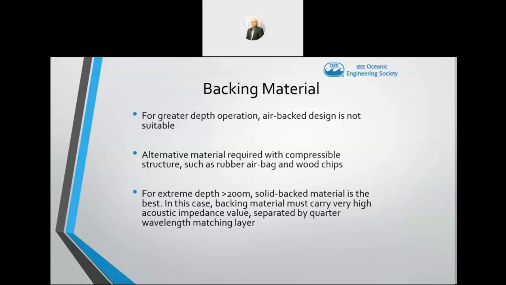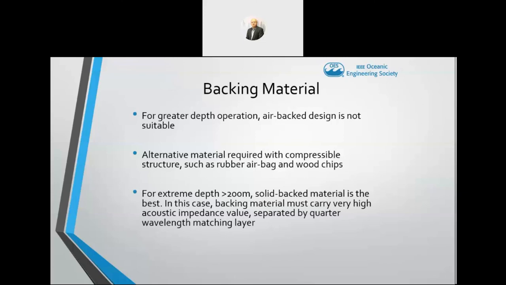Normally, we use a soft material with a compressible structure, such as rubber and wood chips, as a backing layer, because we just want to absorb whatever sound is produced in the back direction. It is way simpler to just absorb the sound compared to reflecting the sound back to the front. That will produce more noise, and it will involve more complex electronics as well.